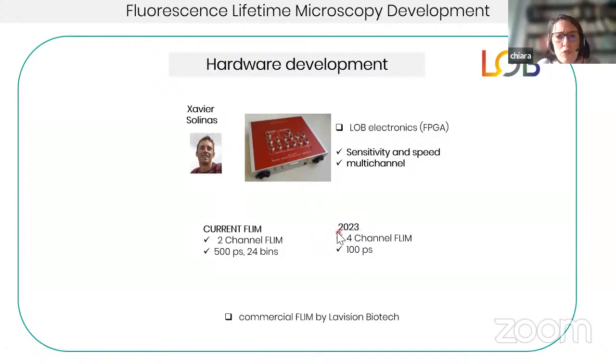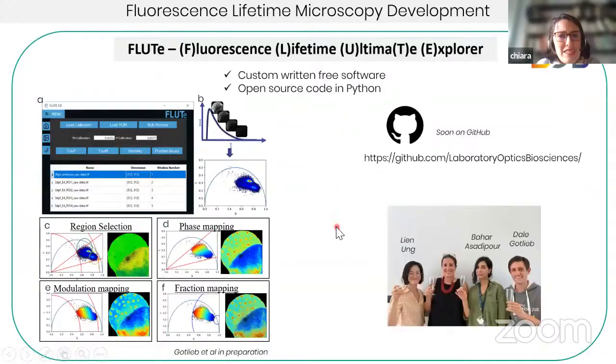On the other side, we are also working a lot on the analysis, and in particular, we started during the pandemic and the lockdowns to develop software, which is called Fluorescence Lifetime Ultimate Explorer, FLUTE, which is custom written and is going to be free, and is going to be open source, and everything is written in Python by Dale Gottlieb, and we have been testing and implementing this with all the FLIM team, like the postdoc Lin Ung and another PhD student, Bahara Sadipur. And this is going to be, again, as I said, published soon on GitHub.